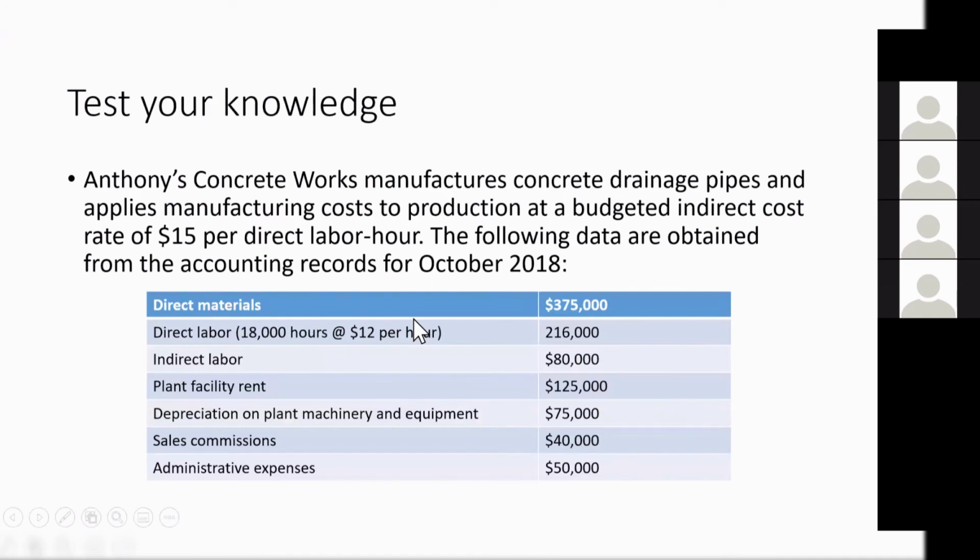Anthony's Concrete Works manufactures concrete drainage pipes and applies manufacturing costs to production at a budgeted indirect cost rate of $15 per direct labor hour. The following data are obtained from the accounting records for October 2018: direct materials, direct labor, indirect labor, plant facility rent, depreciation on plant, machinery and equipment, sales commissions, and administrative expenses.